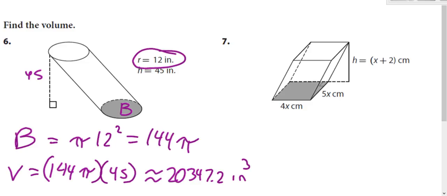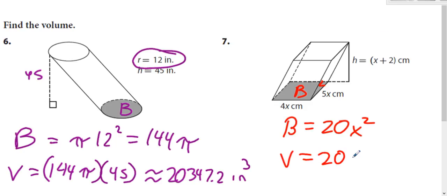Number 7 is a little weird just because they throw in x's just to practice some algebra. You need the area of the base, which would be, let's have a right angle right there. So it's 4x times 5x is the area of the base. That's 20, 4 times 5. X times x is x squared. Volume is the area of the base times the height. So the area of the base right there times the height, which we're told is x plus 2. Multiply that out, and that's our volume.